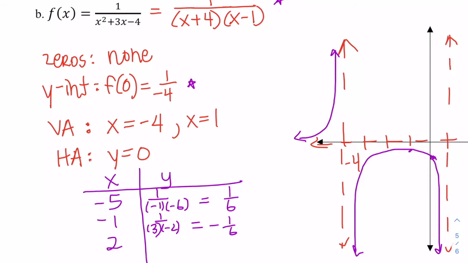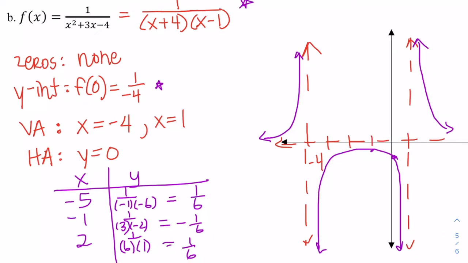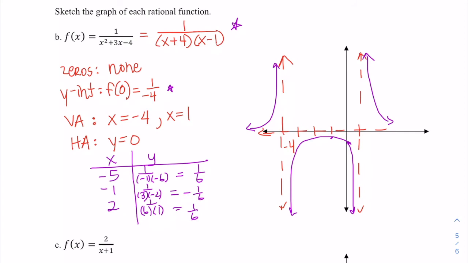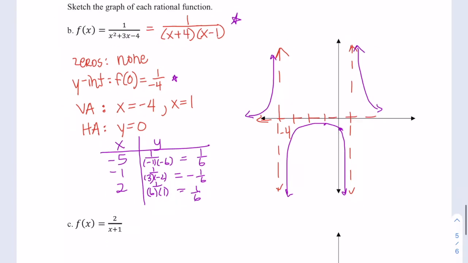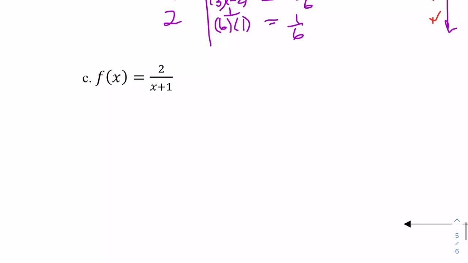And the last point is 2, so that's going to be 1 over 6. Again, that'll be 1/6. So that's going to be up and to the right. Okay, so we always want to plug in some points, and they don't have to be exact. You're just really looking for if they're positive or negative, especially when you know that y equals 0 is a horizontal asymptote. All right, let's look at this f of x equals 2 over x plus 1.